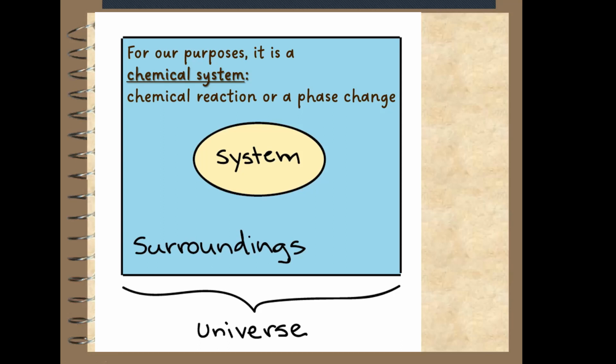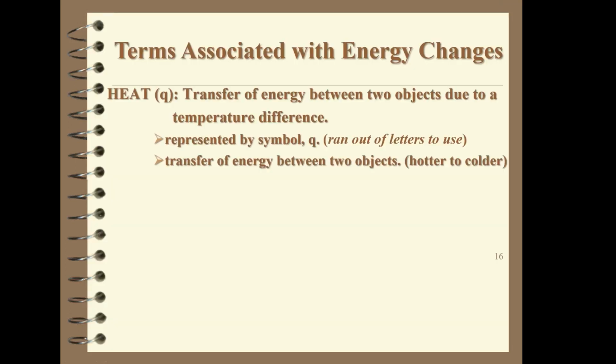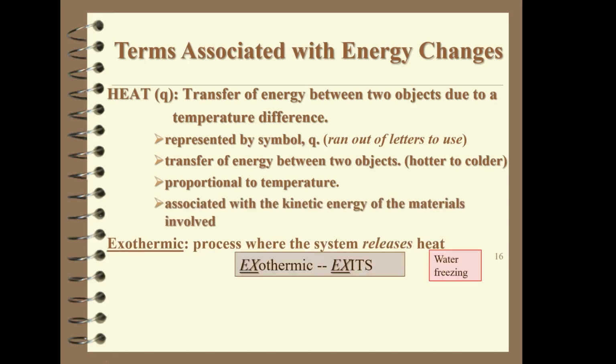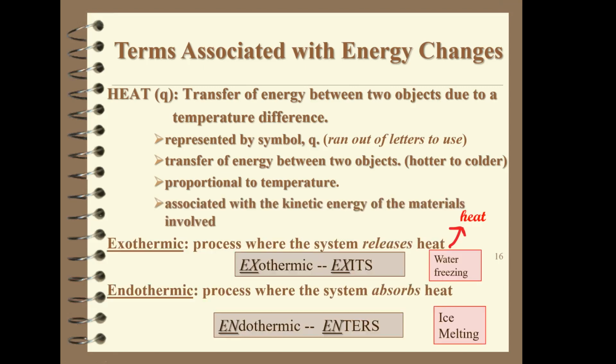Okay. Slide 16. So some more points to emphasize. We already said that heat is a transfer of energy from a hotter object to a colder object. We gave it Q because someone else took H, and the enthalpy took H. So it's proportional to temperature. Heat is proportional to temperature, and it's associated with the kinetic energy.